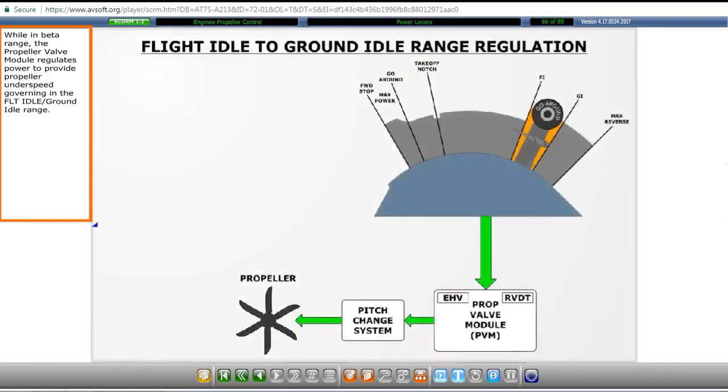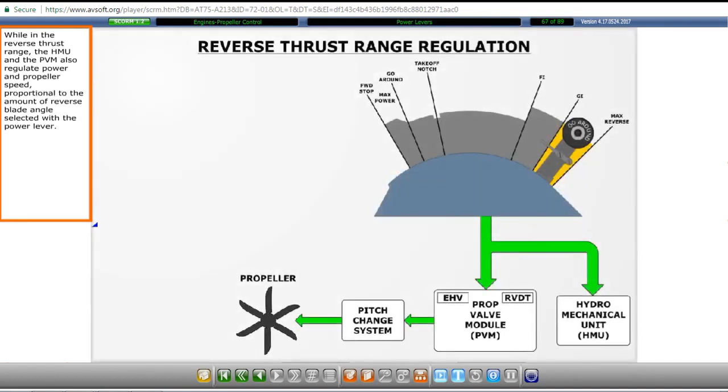While in beta range, the propeller valve module regulates power to provide propeller underspeed governing in the flight idle, ground idle range. While in the reverse thrust range, the HMU and the PVM also regulate power and propeller speed, proportional to the amount of reverse blade angle selected with the power lever.